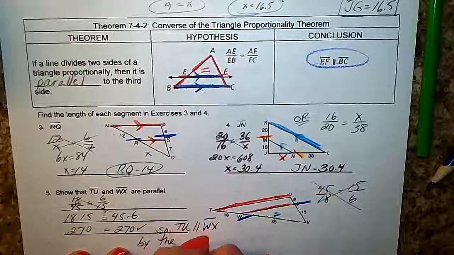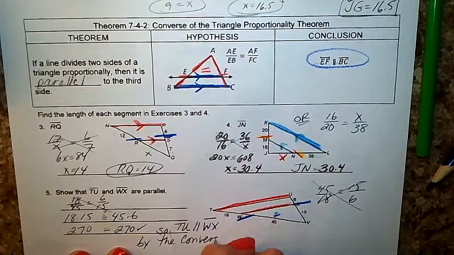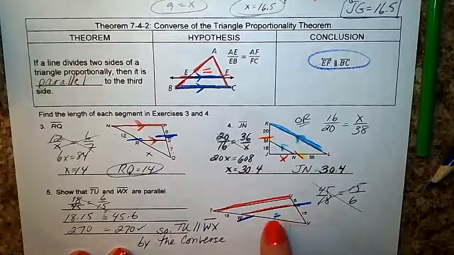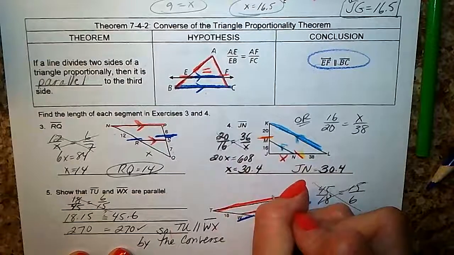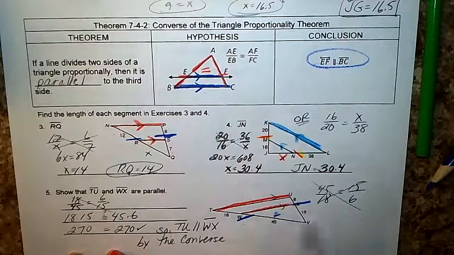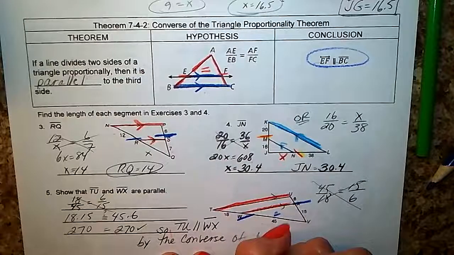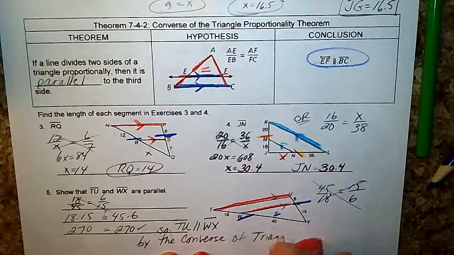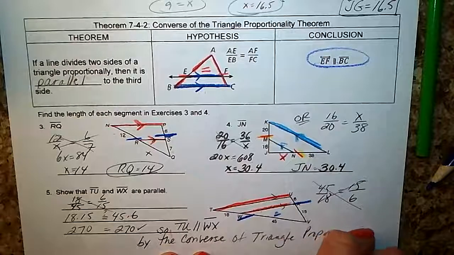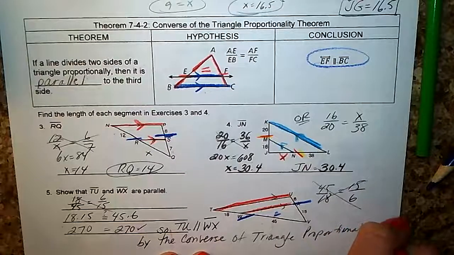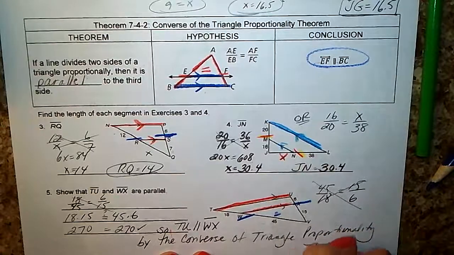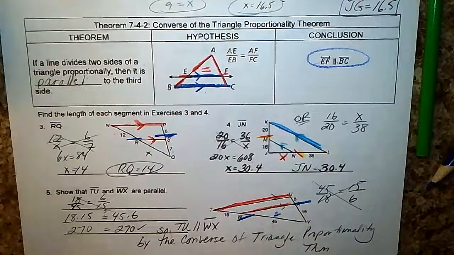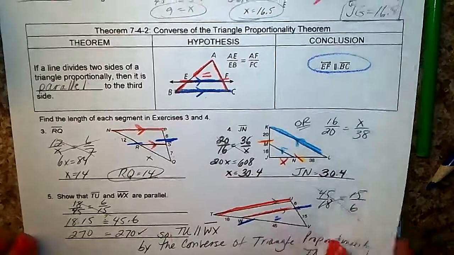by the converse, because the converse is the one that says if these are proportional, then those lines will be parallel. So we know that those lines are now parallel by the converse of the triangle proportionality theorem. Okay, triangle proportionality theorem. All right, let's go to the next page.